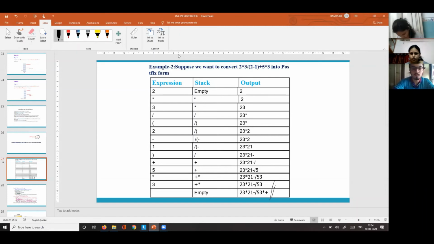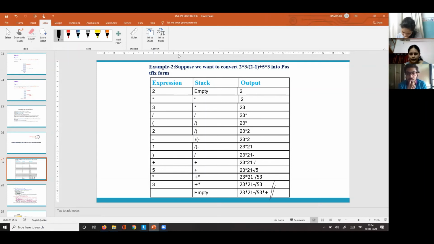I'll explain for those who didn't understand or those who didn't get it right. Pay attention here. These are the characters which we are scanning, one by one. This is our stack, which is initially empty. The one in the middle is the stack. And this is our output queue, or our postfix expression.